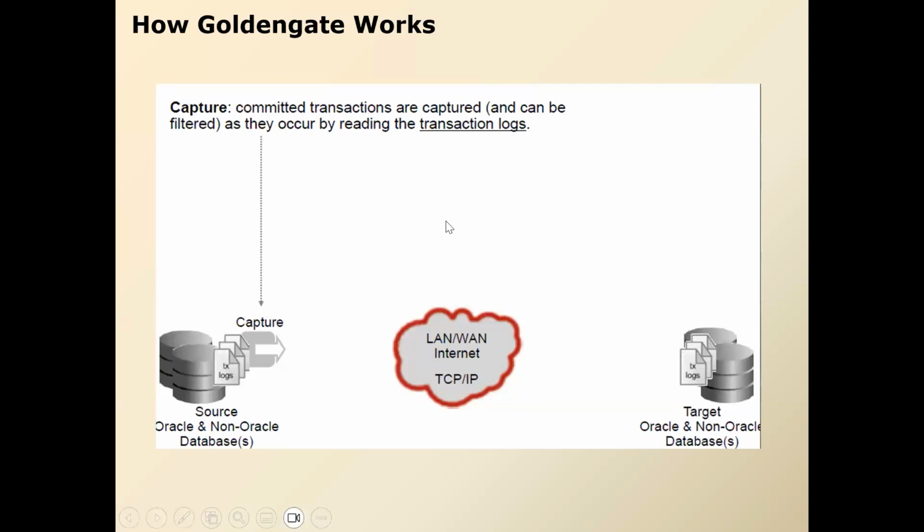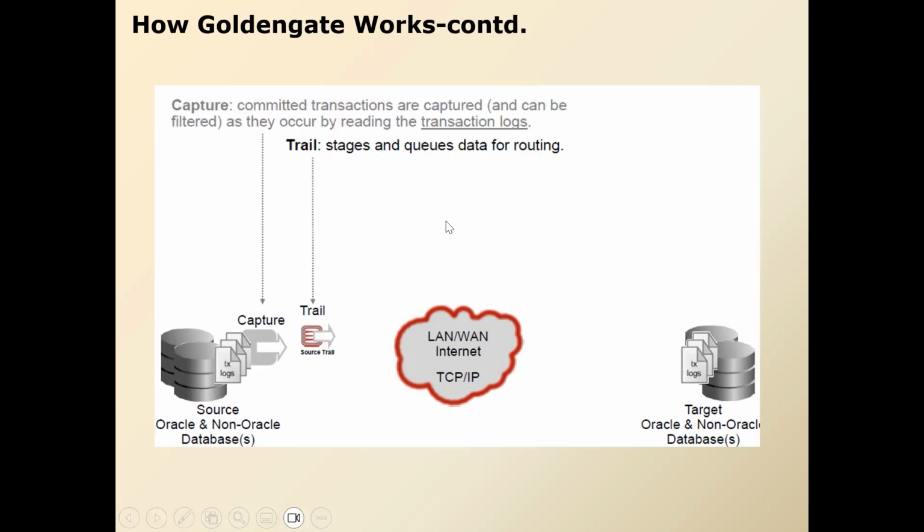Whatever transactions the extract process captures, it writes them to the local disk, to files which are called trail files. The trail files which reside on the source machine are called local trail files because they are local to the source database.